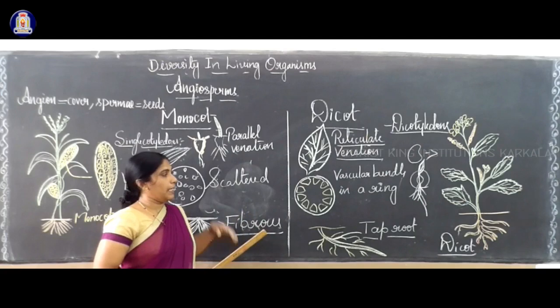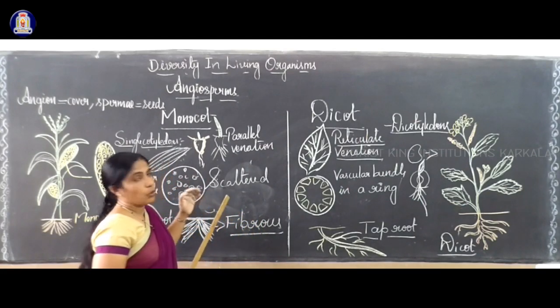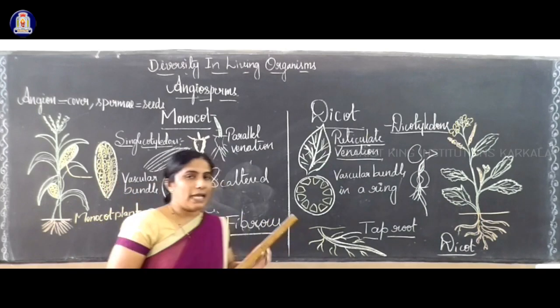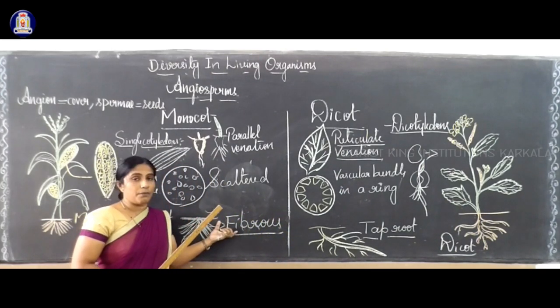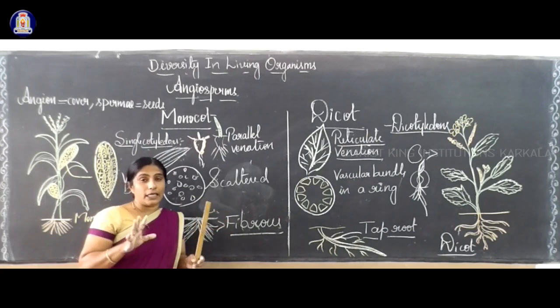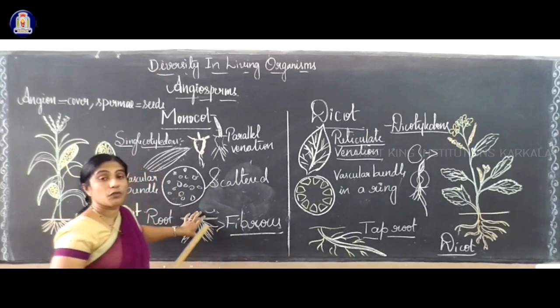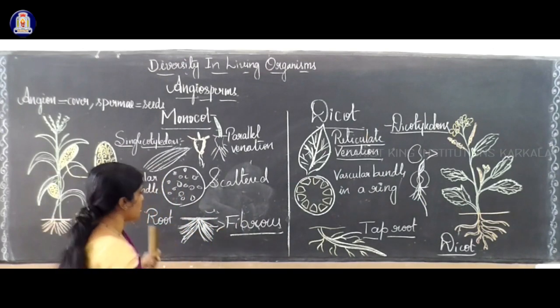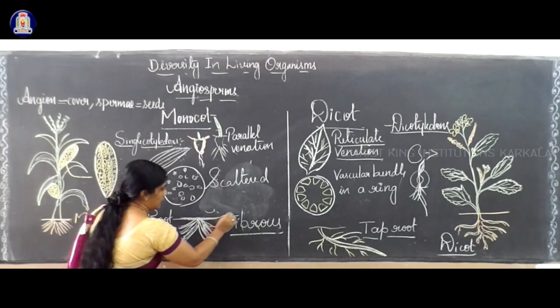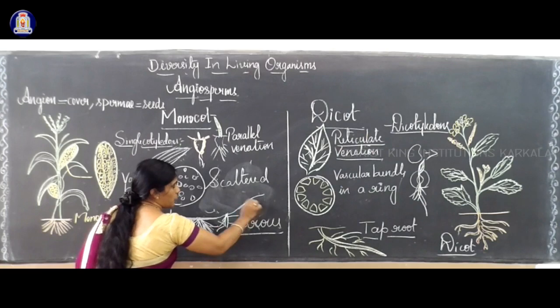So for example, in the exam there is a question: if I pluck a plant easily, then which group of plant is it? Fibrous. If you pluck all the tender plants, it will come out as it is, but it will grow again after that. All grass, for example, at each node and internode there will be a root structure.